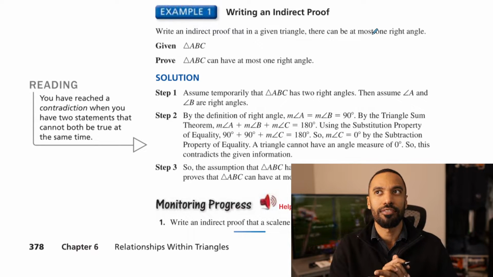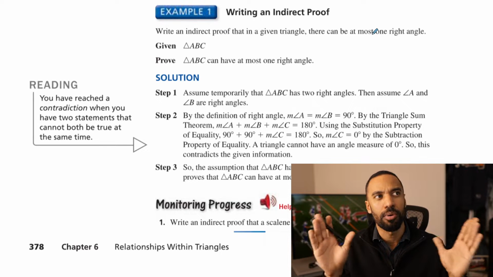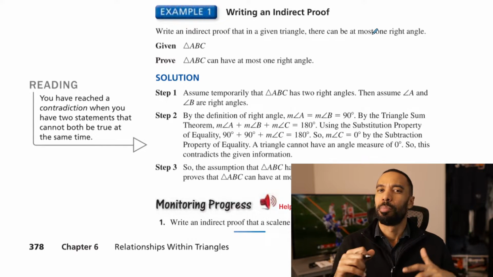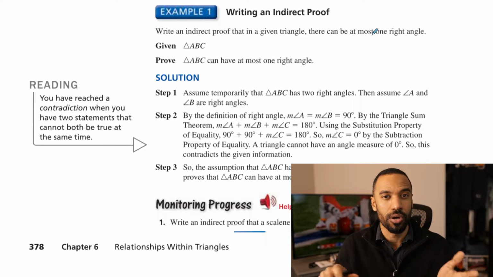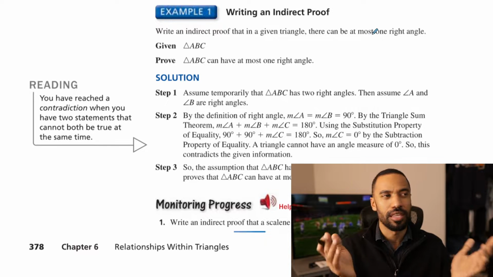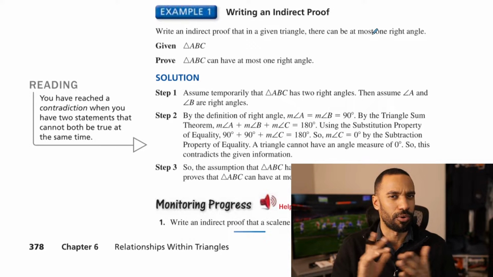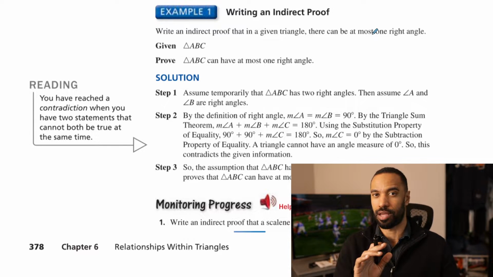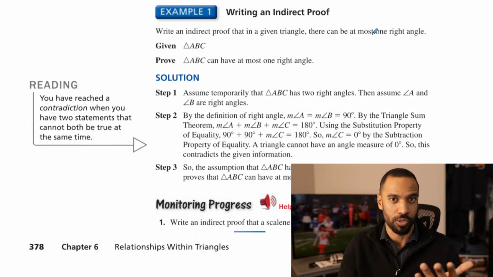Well, if it has two right angles, then those are both 90-degree angles, and both of those would add to 180. But a triangle's interior angle measurements should total 180, and you can't have a third angle that is 0 degrees or negative. Therefore, that cannot be true, and a triangle must only be able to have at most one right angle. It doesn't have to, but at most. Same with an obtuse angle.